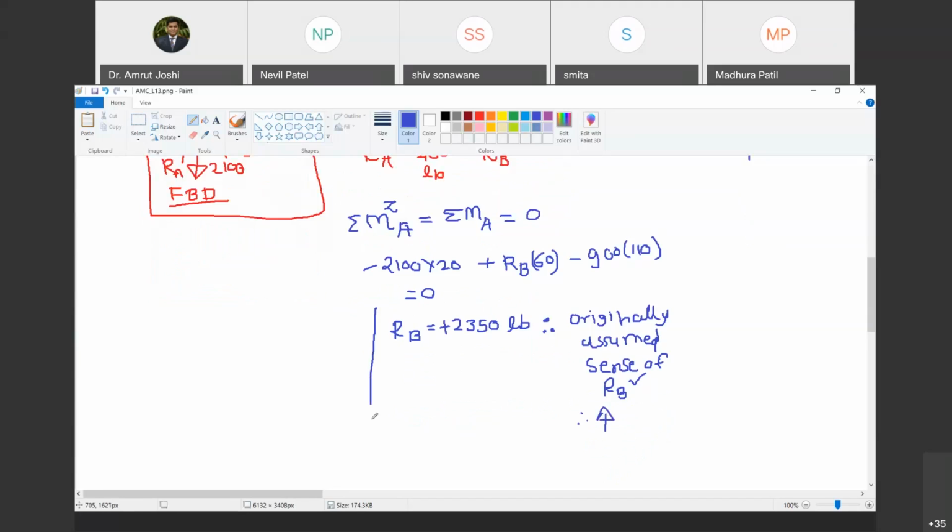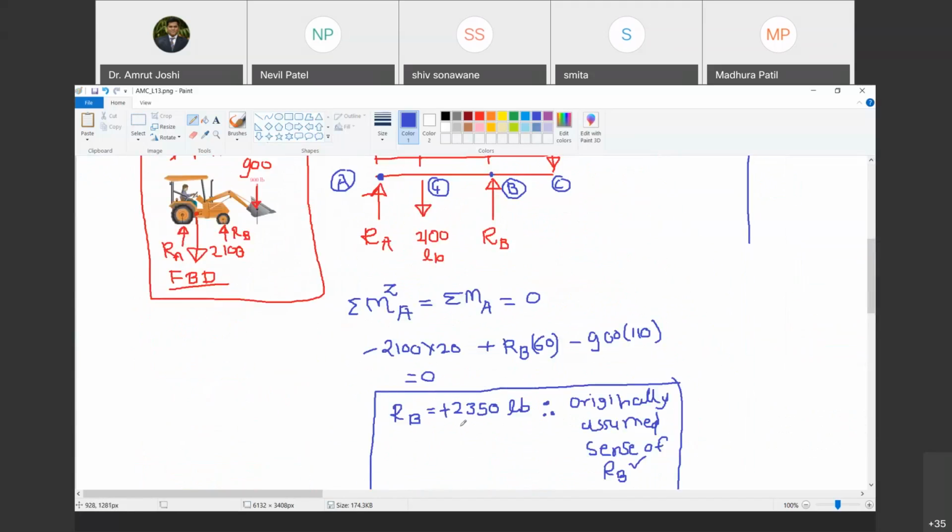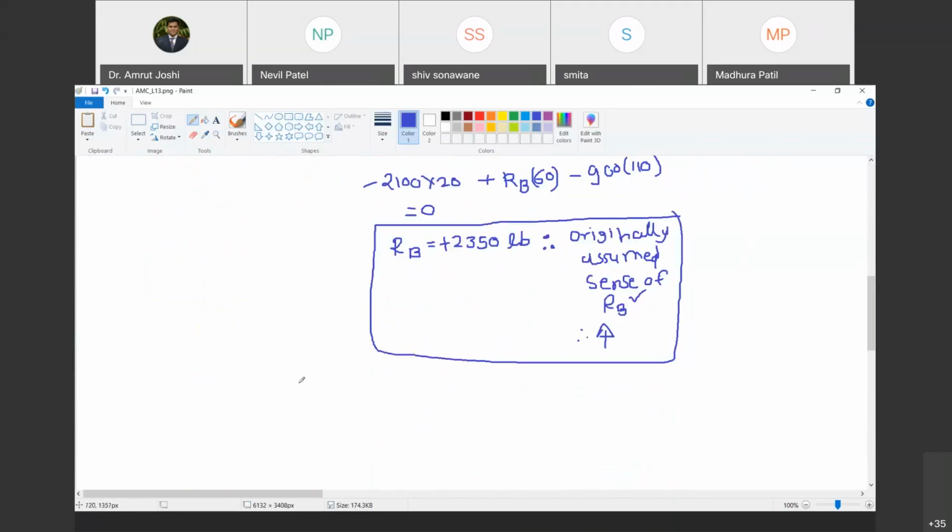मिल गया? Yes, sir. So this is one of the answers. हमें दो reactions निकालने के लिए बोला गया है. तो the answer to part B is RB is equal to 2350 pounds upward. Are you with me? Yes, sir. Now, how do you find out RA? Now to find out RA, I can use summation Fy equal to 0.